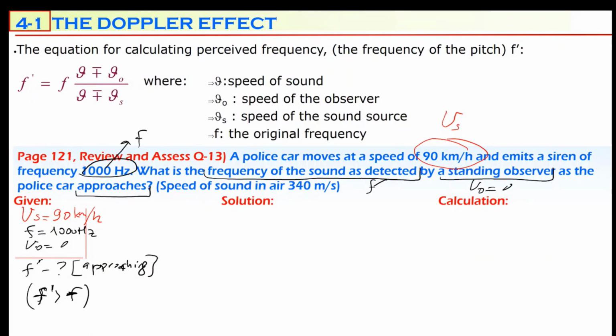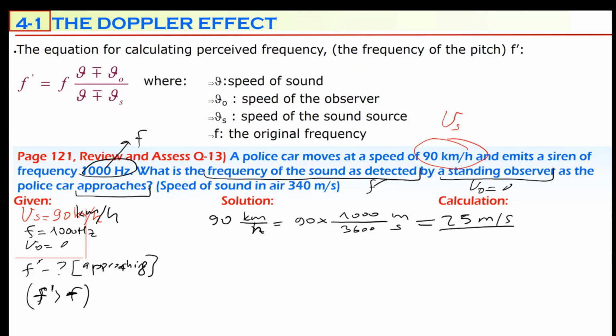But first we should convert kilometer per hour to meter per second, because kilometer per hour is not an SI unit. How? We know that 90 kilometers per hour is equal to 90 multiplied by 1000 meters, since every kilometer is 1000 meters. Every hour has 3600 seconds. So you multiply by 1000 and divide by 3600, or directly you can divide by 3.6. So 90 multiplied by 1000 divided by 3600 gives 25 meters per second. So we got the source speed in meters per second.